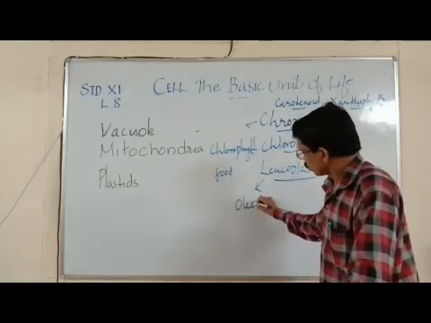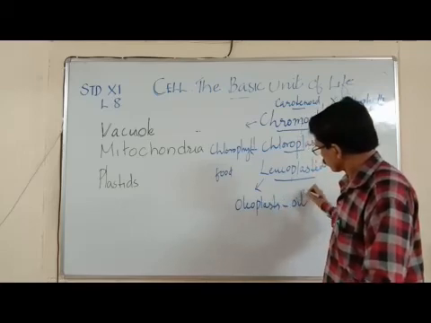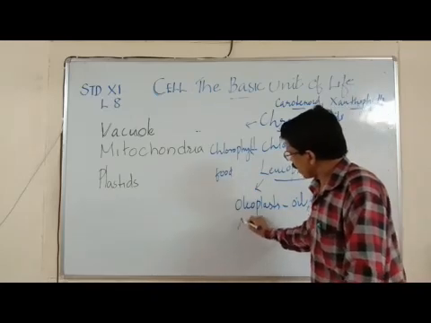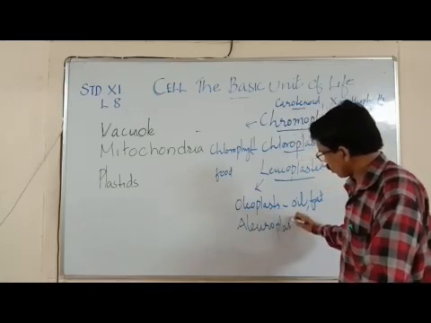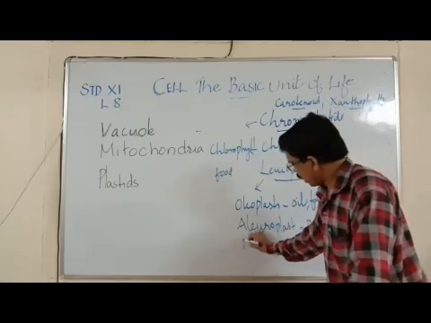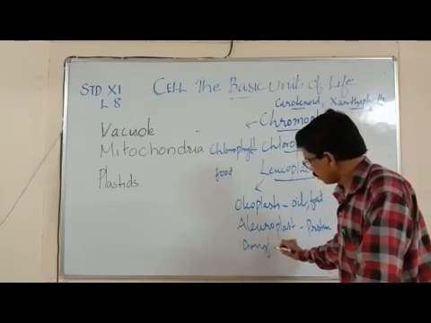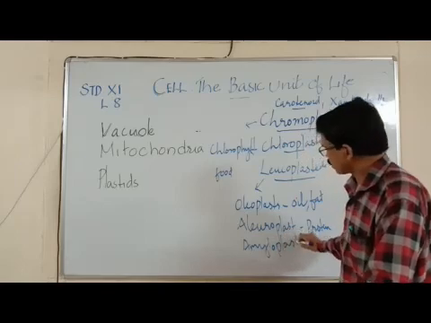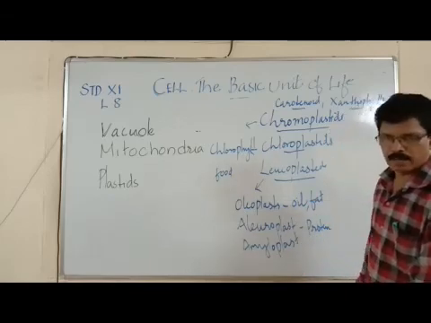Oleoplast. Oleoplasts store oil and fat. Aleuroplast. Aleuroplasts store proteins. Amyloplast stores starch like amylose. These are the different types of plastids. In general, they store food materials of various kinds in the plant body.